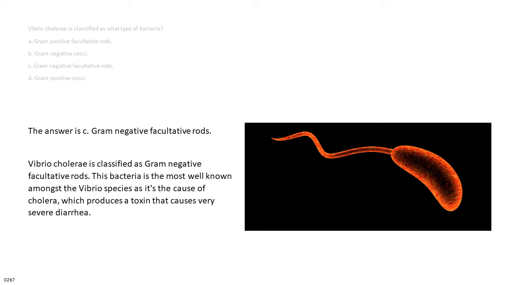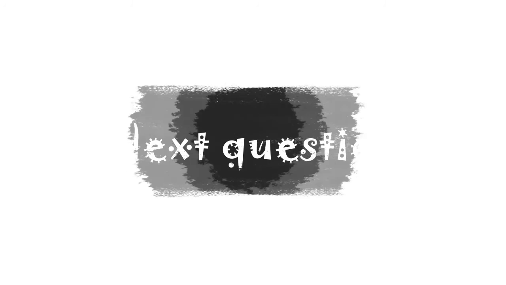The answer is C. Gram-negative facultative rods. Vibrio cholerae is classified as gram-negative facultative rods. This bacteria is the most well-known amongst the Vibrio species as it's the cause of cholera, which produces a toxin that causes very severe diarrhea.